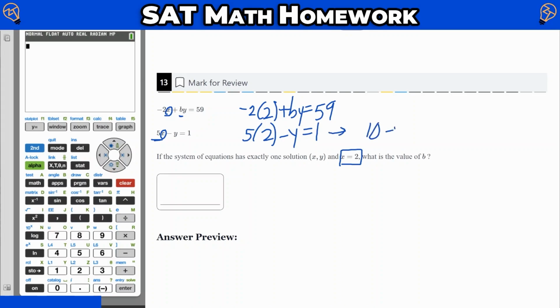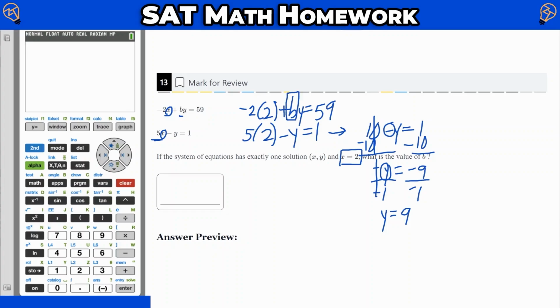So we have 10 minus y equals 1, and we could go ahead and isolate y completely by subtracting the 10 from both sides. Notice we have a negative y, very important that you keep that negative in front. 1 minus 10 is negative 9. Finally, to get y by itself, we'll divide or multiply both sides by negative 1, giving you the value of y. Now, in this top equation, the goal is to find b.